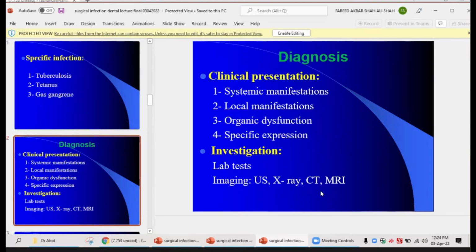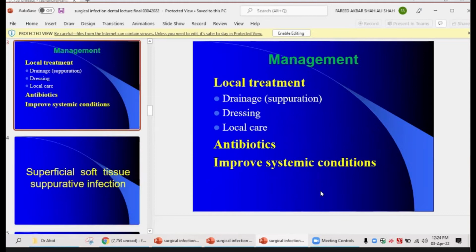So how do we diagnose these infections? Either they have systemic manifestation, local manifestation, organic dysfunction, or specific expression. Labs, ultrasound, X-ray, CT, the complete blood count and the acute phase protein reactants will also tell us about this.